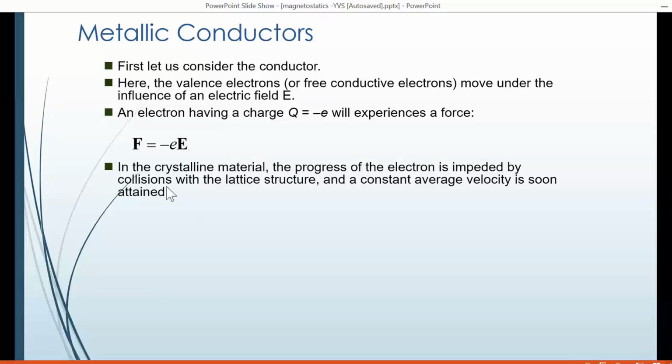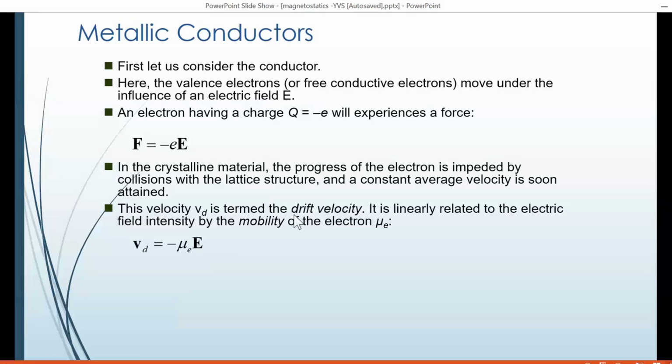In crystalline material, the progress of electrons is impeded by collisions with the lattice structure, and a constant average velocity is soon attained. This velocity Vd is termed the drift velocity. It is linearly related to the electric field intensity by the mobility of electrons. So Vd is the drift velocity of electrons. So totally we can write the equation of J as J bar is equal to rho E, that is density of those electrons.